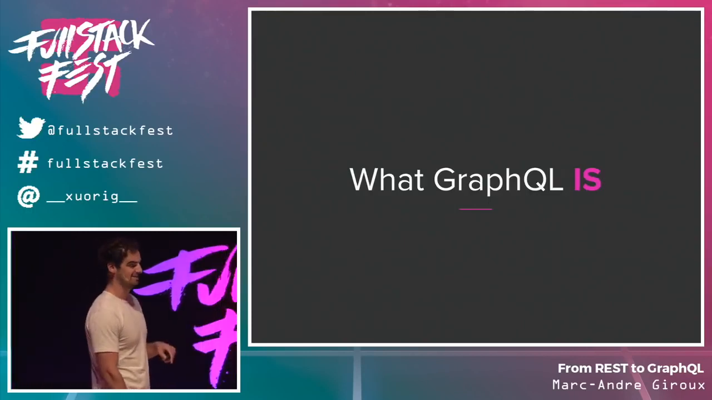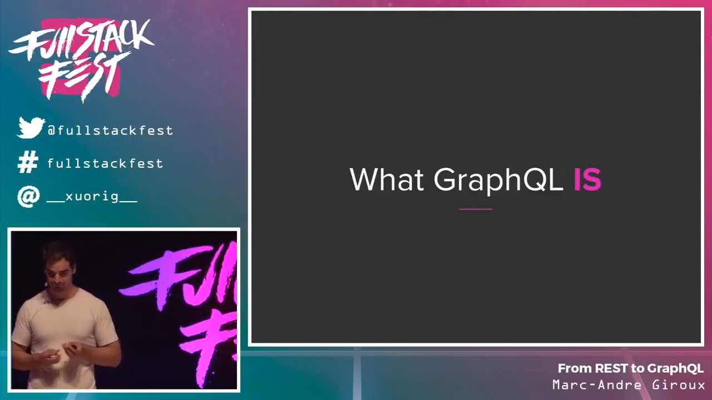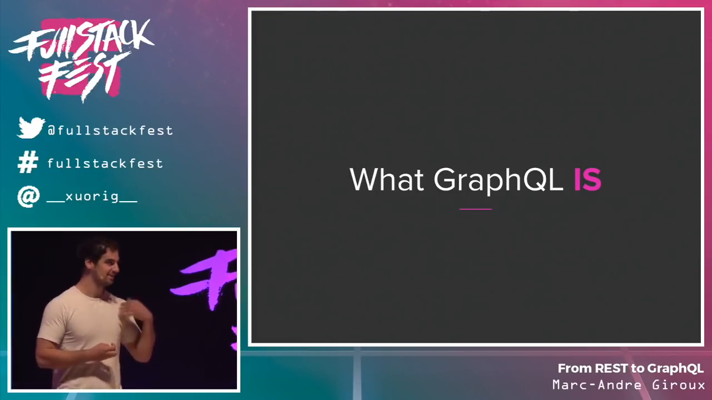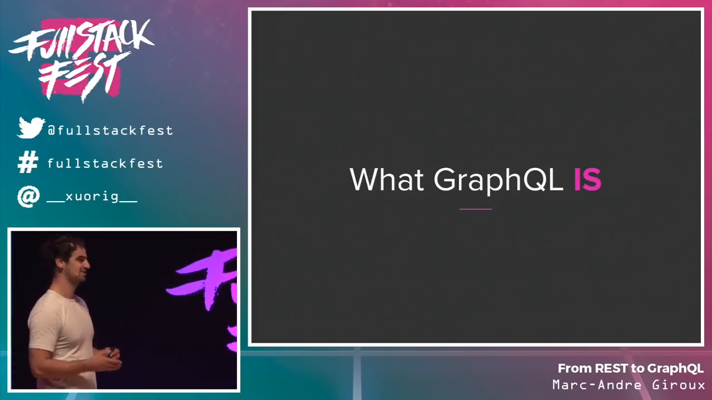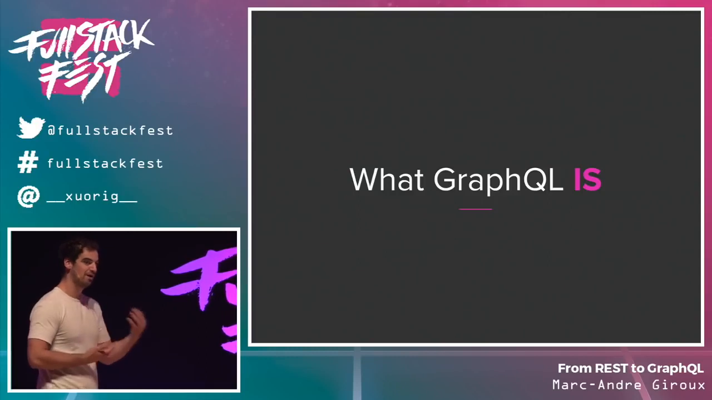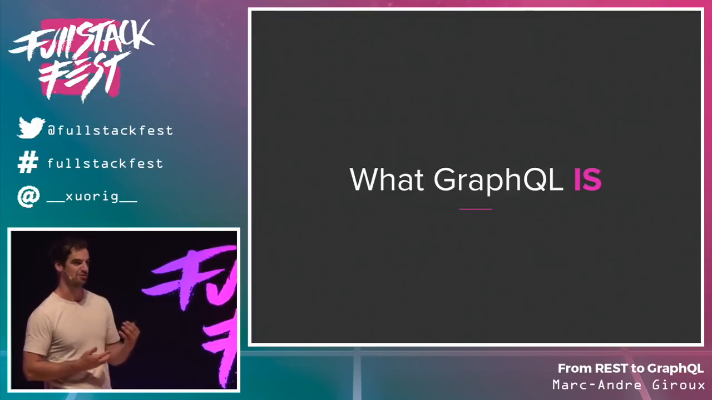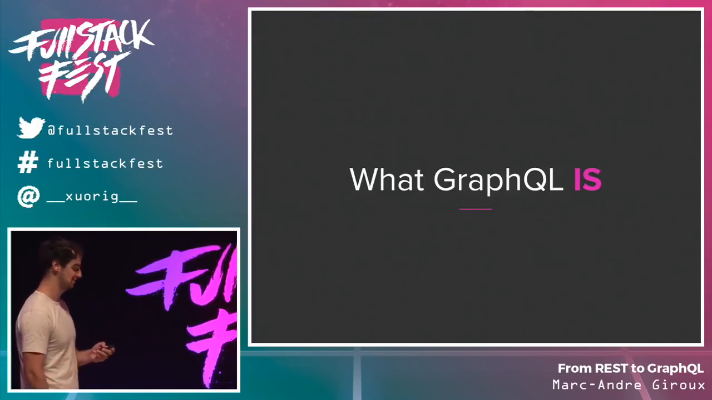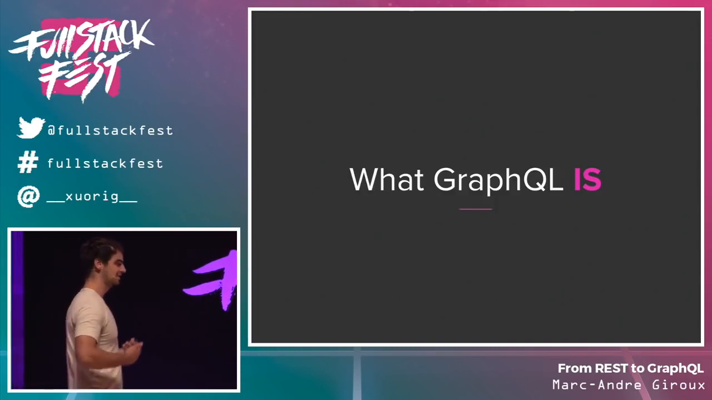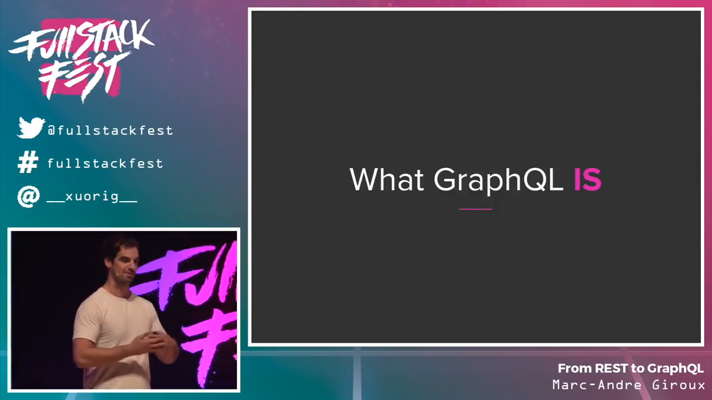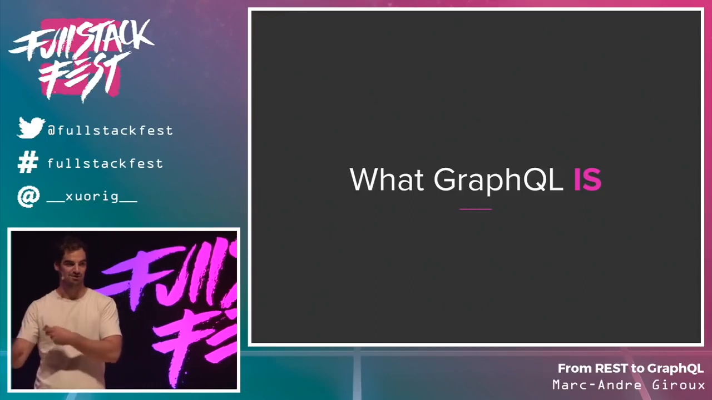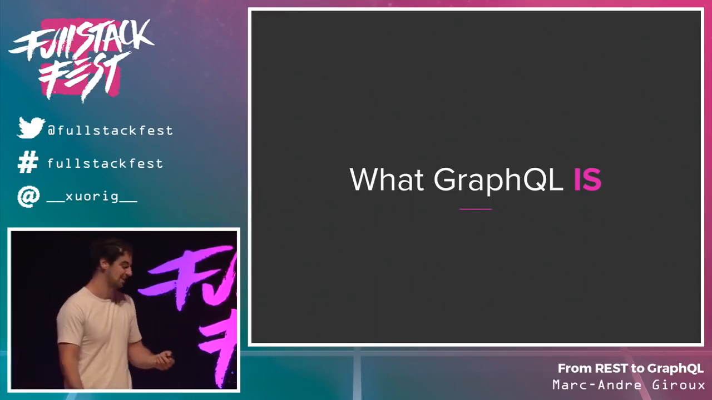What it is, is a query language that allows you to fetch deeply nested associations and select exactly what you want, plus a spec for servers to execute these queries. So it's just a spec, right? So you'll see implementations in Ruby, you'll see implementations on a JavaScript server, really any language.